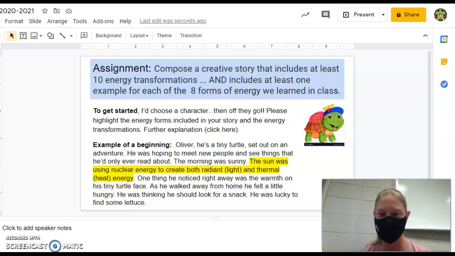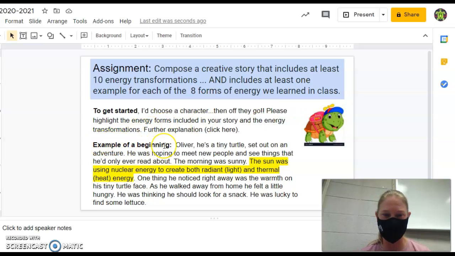To get started, what I might recommend is that you choose a character and then you can just send them on a journey. I chose to use one character, but as the story proceeds, maybe there are others that are introduced. And then please highlight the energy forms in your story and any energy transformations that take place.